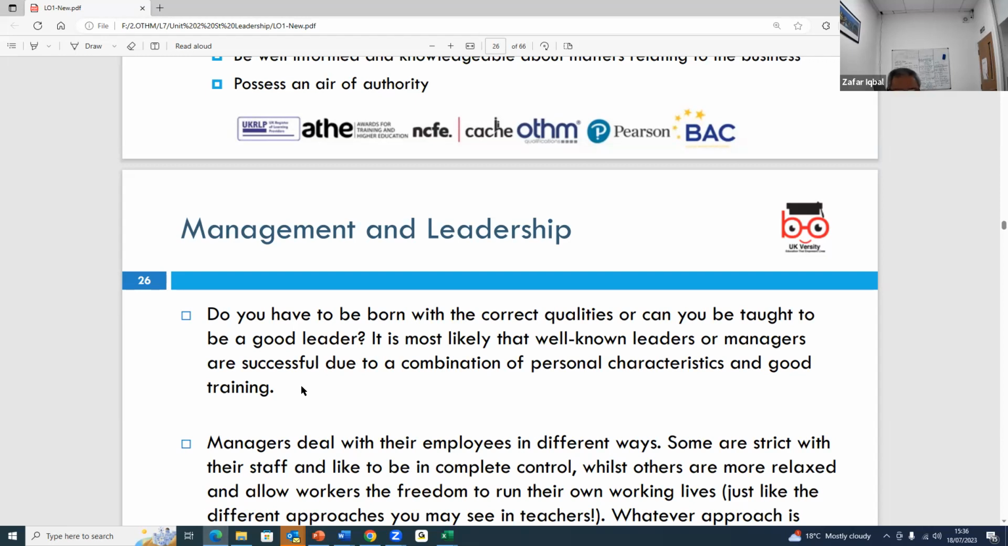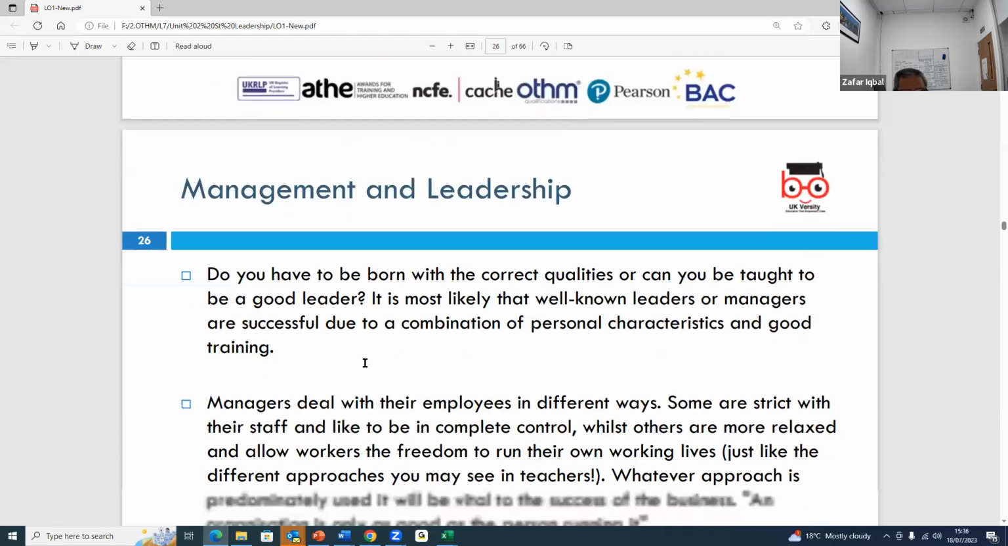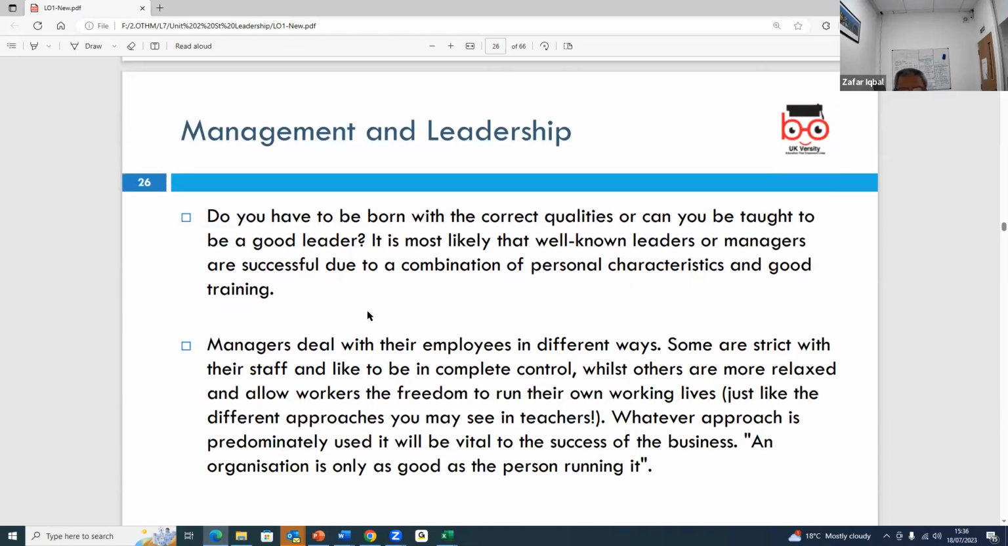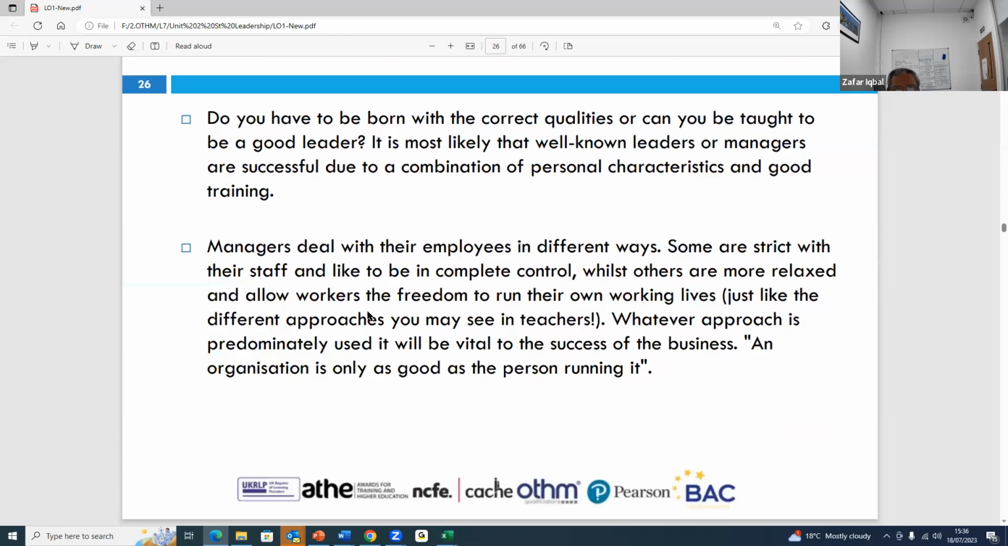But do you think you have to be born to be a good leader, or do you need to be taught to be a good leader? I don't know. It's a combination of both, personal characteristics and training. So a manager can become a leader due to his training, his personal characteristics, his experience and the keep-on-learning process. So managers do become leaders in the long run.